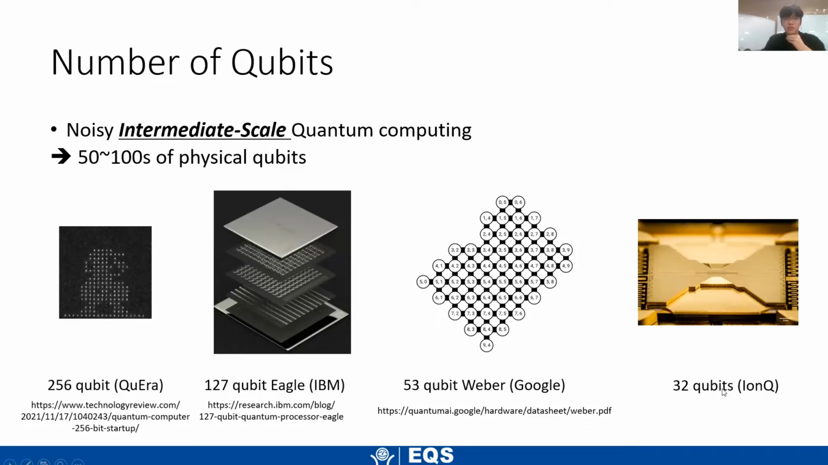And actually, one interesting thing is that the way that we make the qubits is different for each one of them. For QuEra, they used Rydberg atoms. For IBM and Google, they use superconducting qubits. And for IonQ, they use trapped ions. So we haven't even gotten to a consensus on which type of physical implementation would be the best.